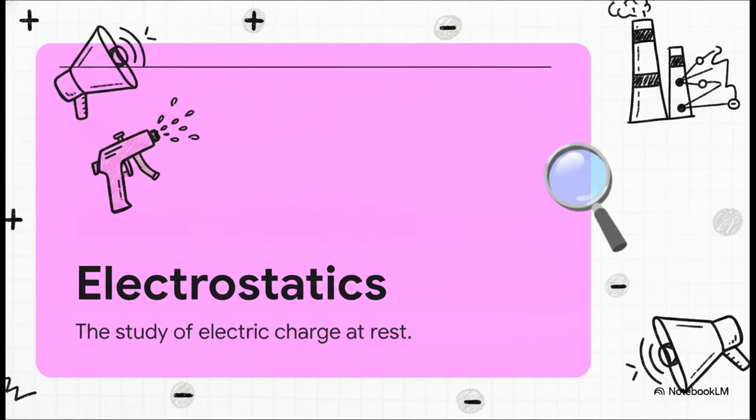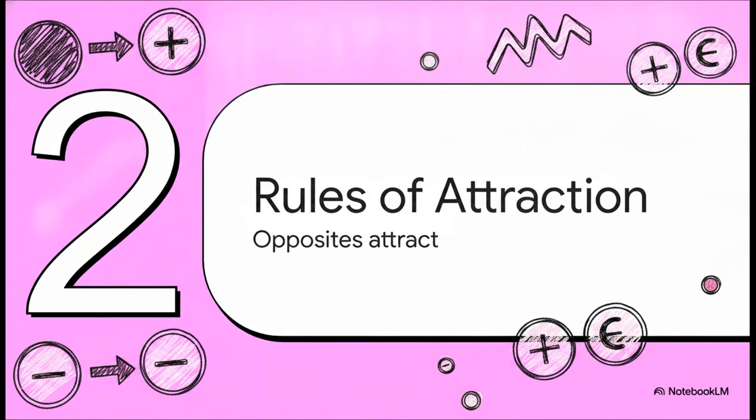The notes specifically call out how electrostatics is the foundational science behind the loudspeakers used to listen to music, electrostatic spraying of paints, and even fly ash collection in industrial chimneys to keep our air clean. It's seriously powerful stuff. Moving right along to section 2, the rules of attraction.